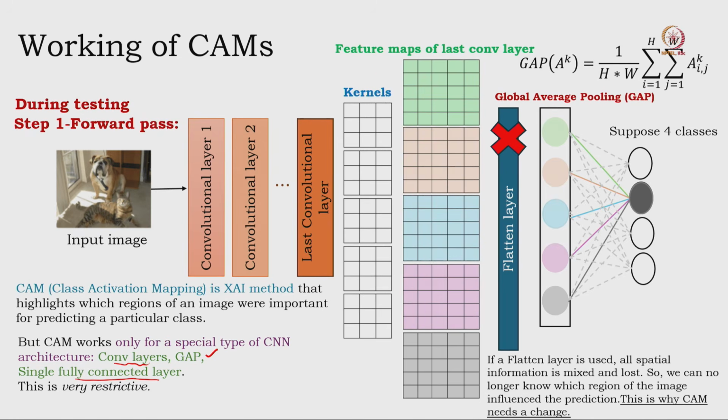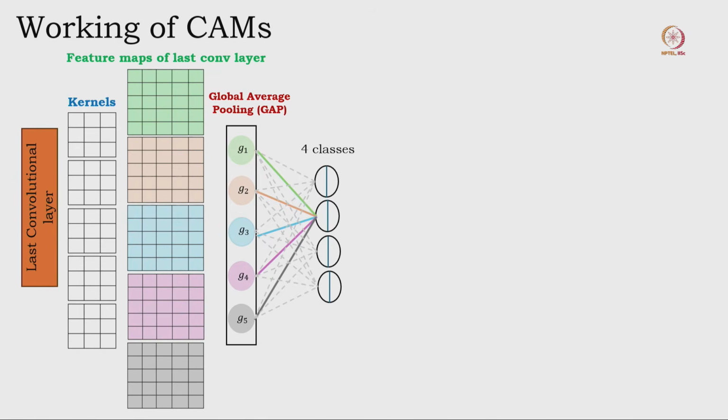So during testing, you have passed a single image. It is going through the entire architecture. Finally, for this input image, suppose the model has predicted this. Let us assume the model has predicted one particular class.